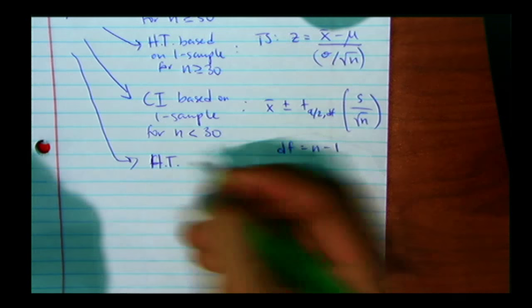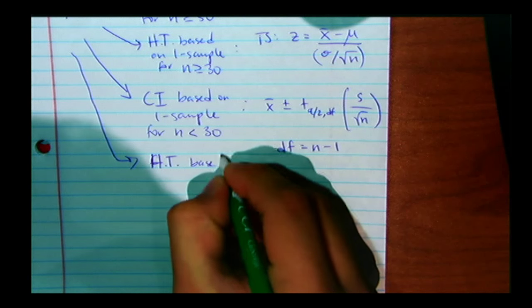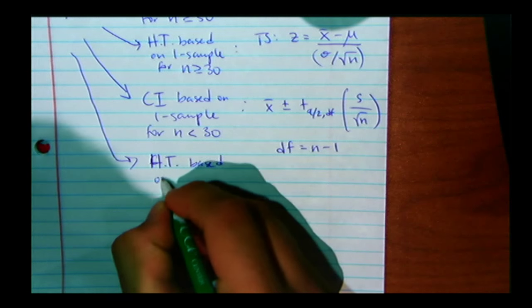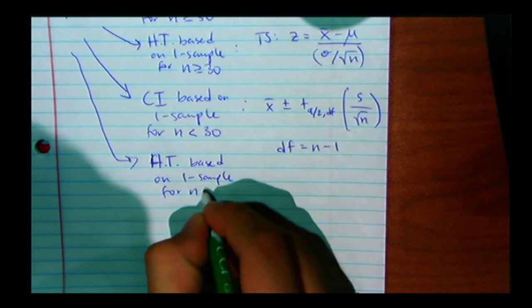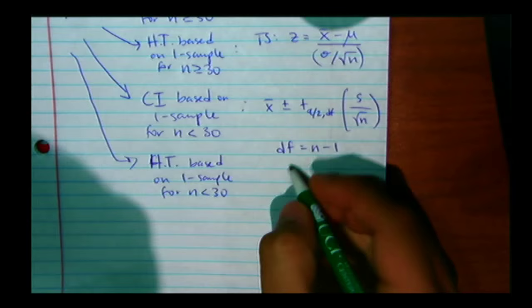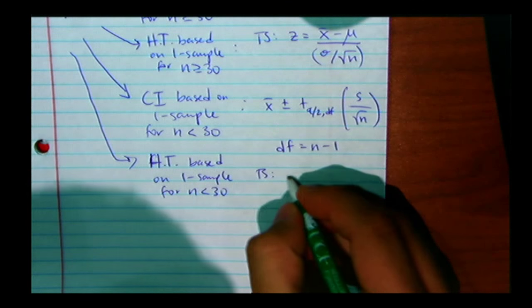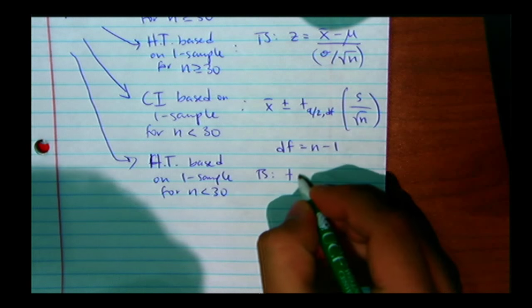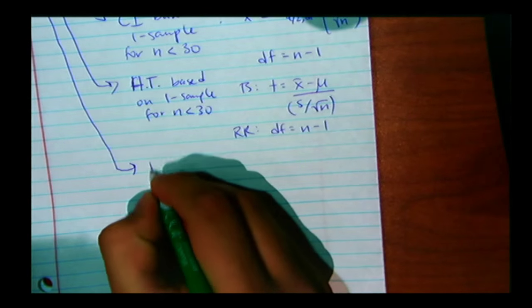A hypothesis test based on one sample again for n less than 30. And the equation that you're going to use in that case for the test statistic step, because again, that's really the only difference, well, I'll distinguish another small difference, is t equal to x bar minus mu over s divided by the square root of n. Finding sample size.